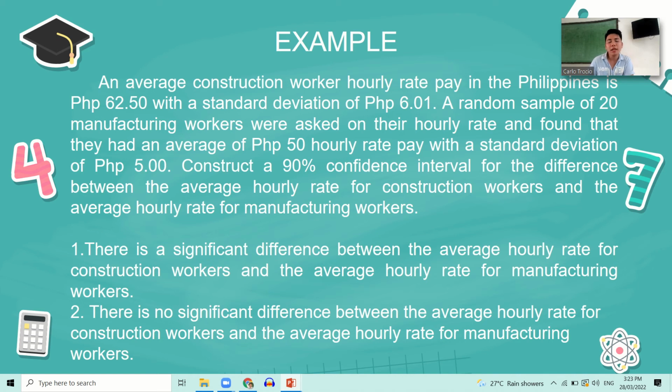There is a significant difference between the average hourly rate for construction workers and the average hourly rate for manufacturing workers. And the other one is there is no significant difference between the average hourly rate for construction workers and the average hourly rate for manufacturing workers. So we have two variables here, the manufacturing workers and the construction workers. And they tend to know the significant difference, if there is really a difference, let's say in the level of payment or their salaries. So obviously, statement number two is the null hypothesis and statement number one is the alternative hypothesis.